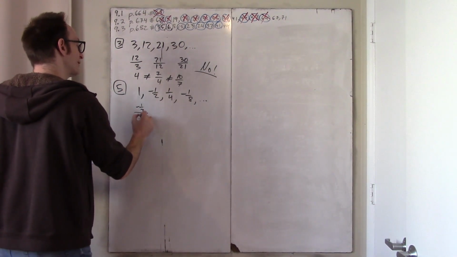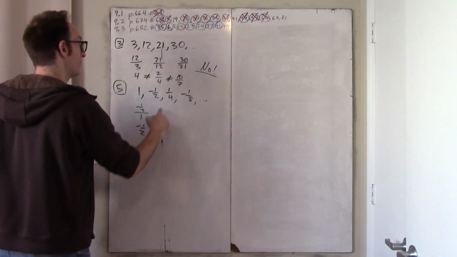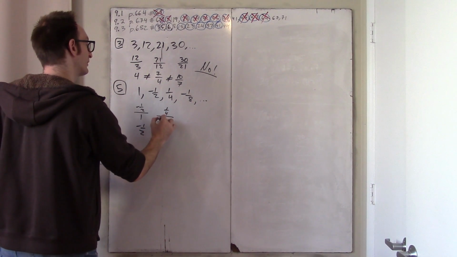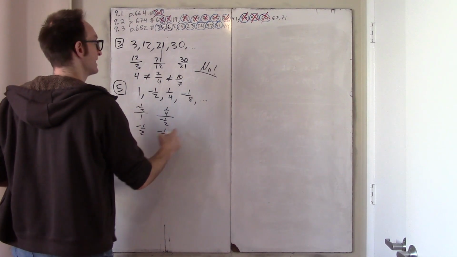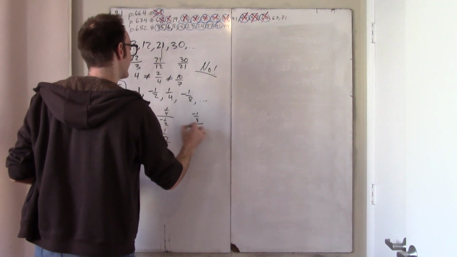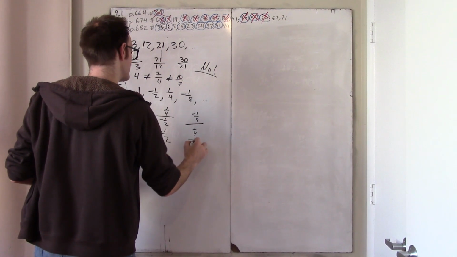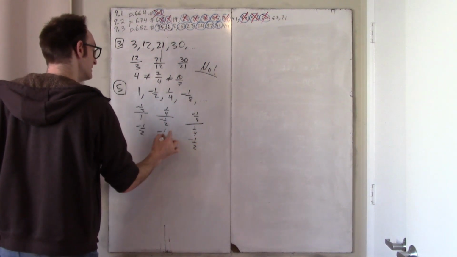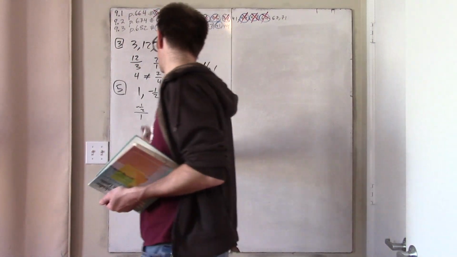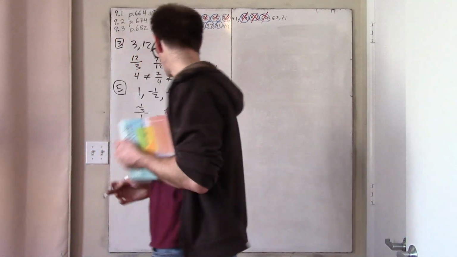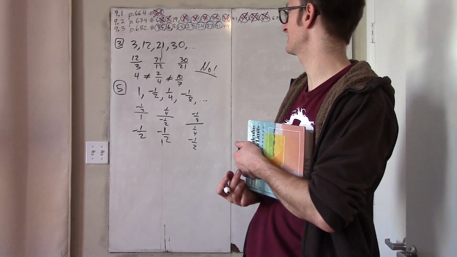What is -1/2 over 1? Well, it's -1/2. What is 1/4 over -1/2? That is also -1/2. And what is -1/8 over 1/4? Well, that's also -1/2. This is probably not the simplest way to do this, but there it is.